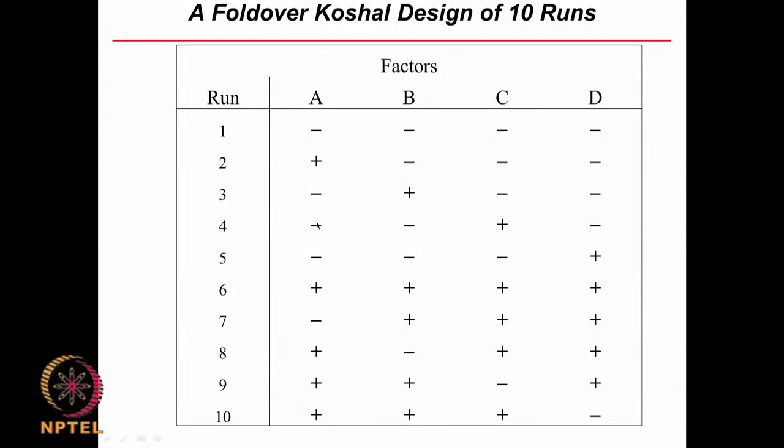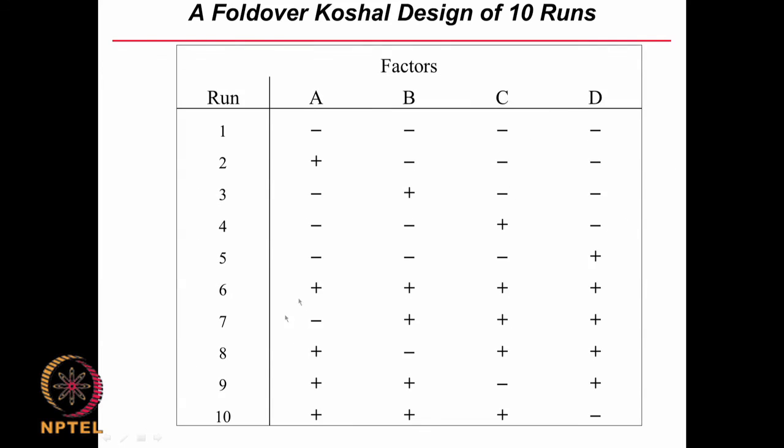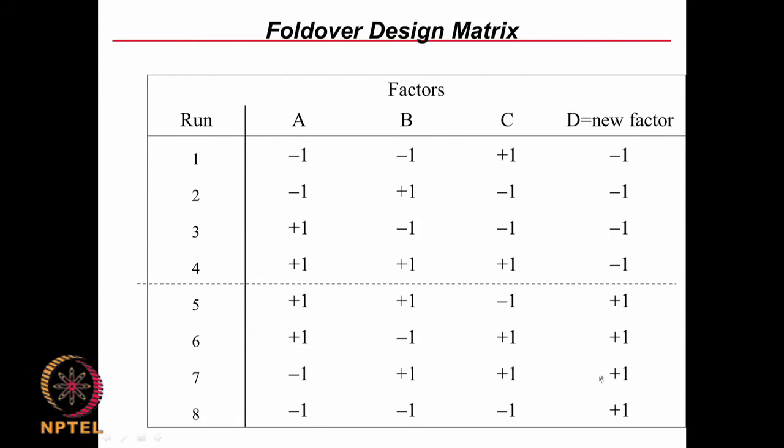Let us not go too much into this type of design. Plackett-Burman is very commonly used in software, the factorials are used, and of course the Taguchi designs are also used. Okay. You have fold over designs: if you are doing 8 experiments, the previous one is 10 experiments with 4 factors, here you have 8 experiments with 4 factors.